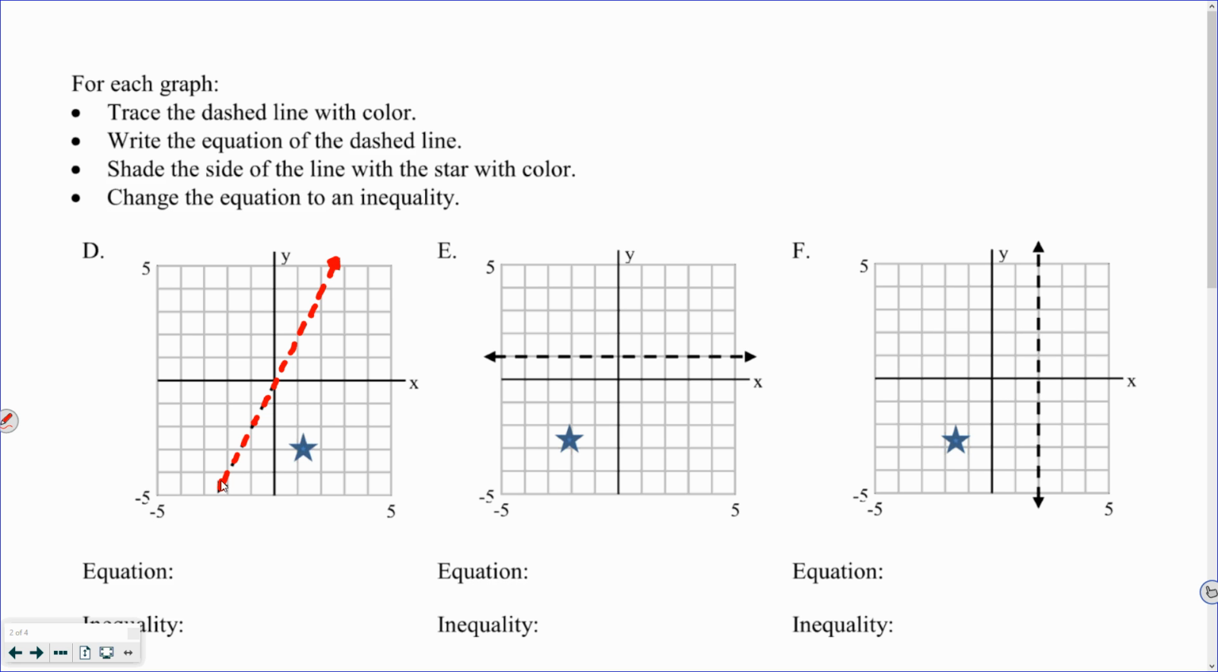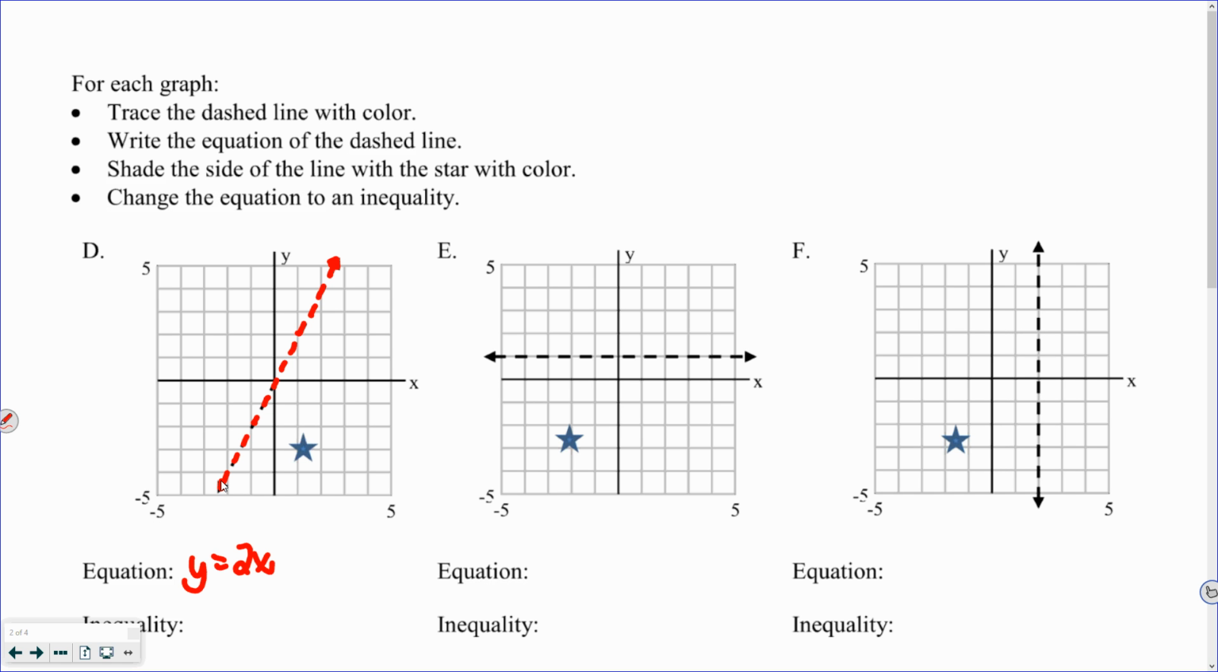Okay, there it is. Write the equation of the dashed line. Well, this line is going through the origin, and if I figure out the slope from the origin, I can go up 2, it looks like it goes right here, over 1. So our slope is 2, so 2x. The y-intercept is the origin, so I don't need to write a plus 0. We're good there, okay?